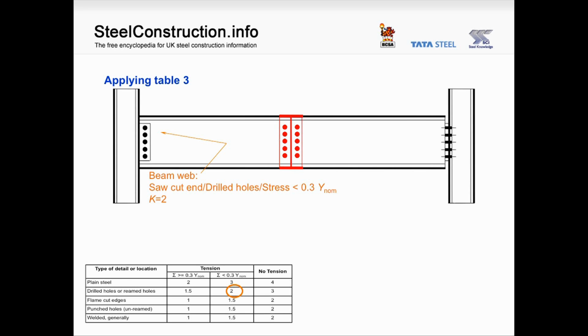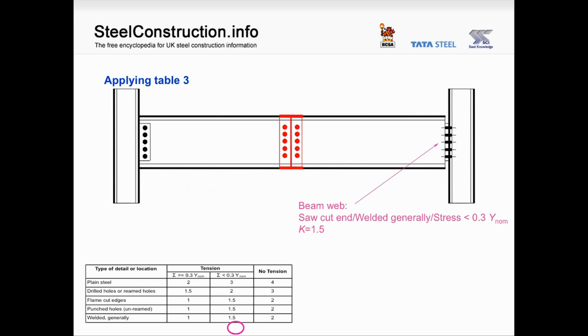Now switch ends. On the right hand side, the only thing that's changed is that we're connecting via flexible end plate. And this is welded to the end of the beam. So we drop down the table with a K factor of 1.5, again for the web.